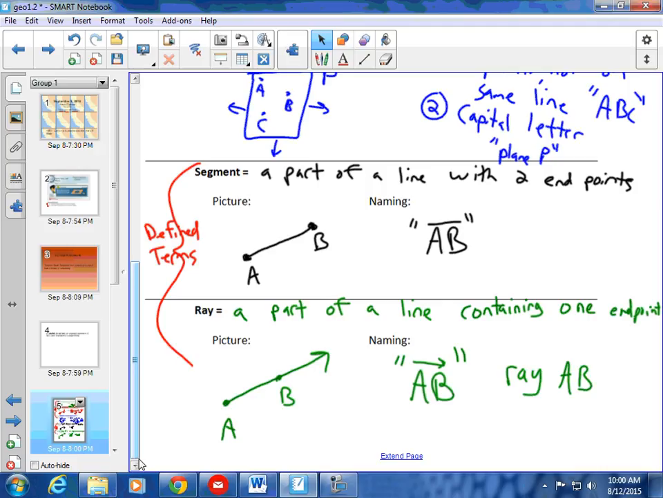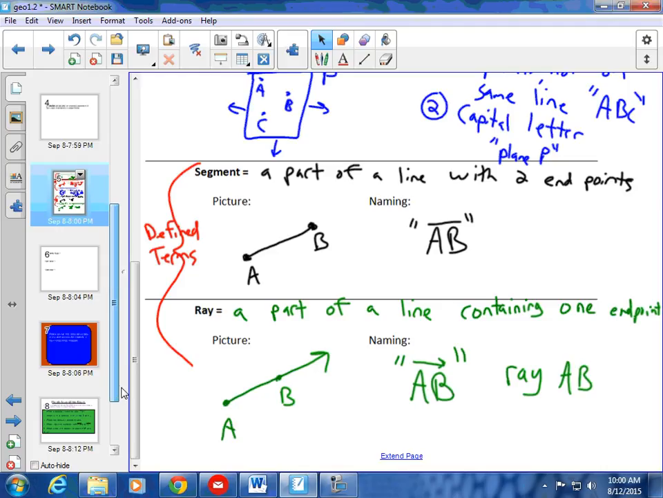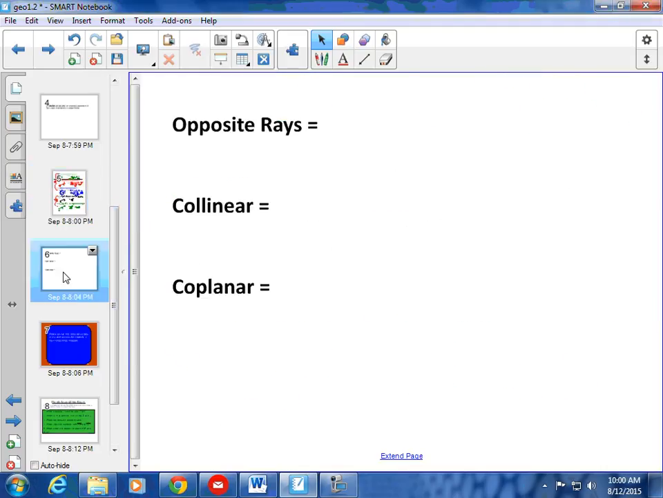Now, we're not quite done. I want to share two other terms with you. We're going to skip opposite rays. Opposite rays is one term that I have, but we're going to share two other terms with you real quick, because opposite rays are really just a line. They go in opposite directions.